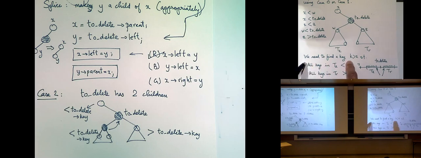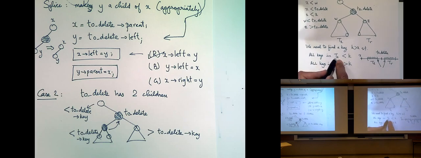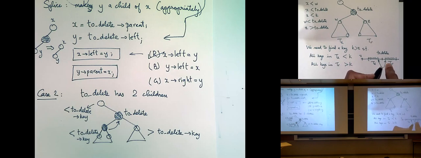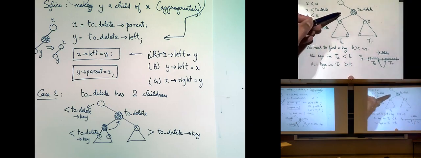You see that you need to find a key K such that all keys in TL are less than K and all keys in TR are greater than K. Let's assume that all the keys are distinct. I can give you 2 different suggestions, which are the maximum of TL or the minimum of TR, which I've drawn here. You can use either of those keys as a replacement for that.